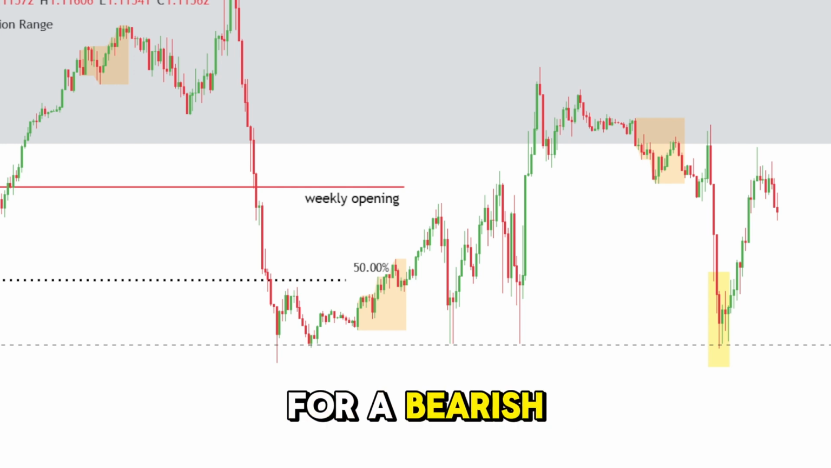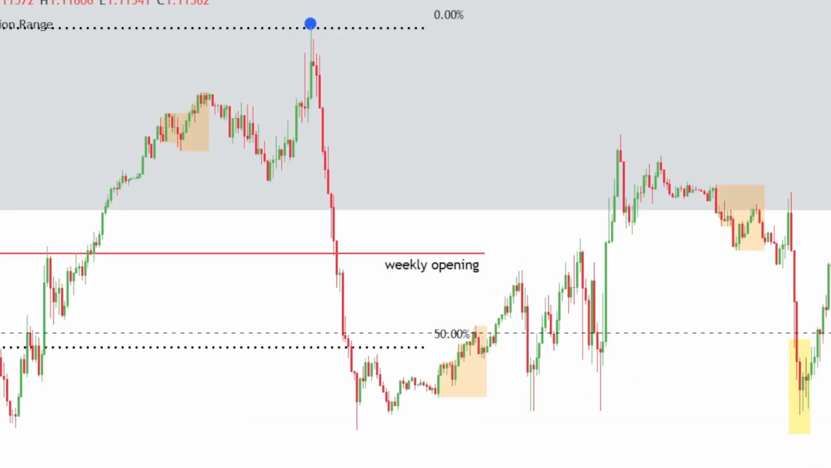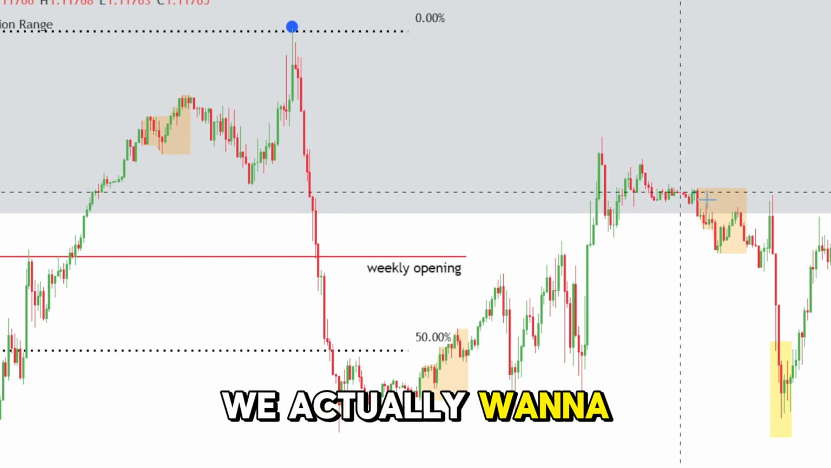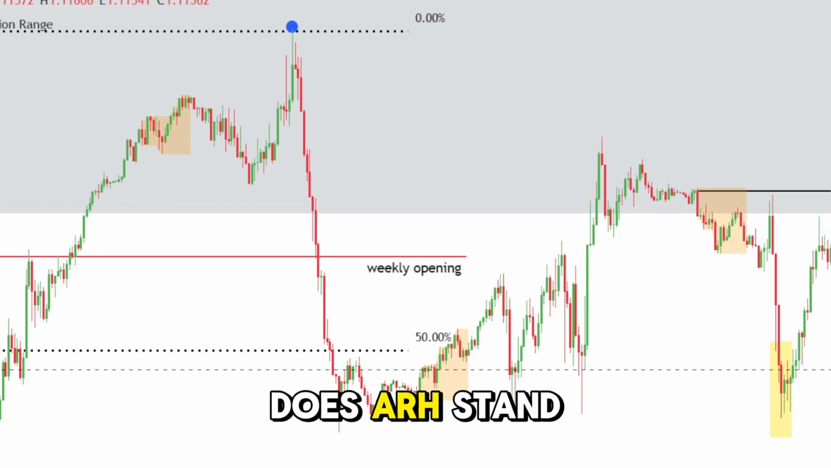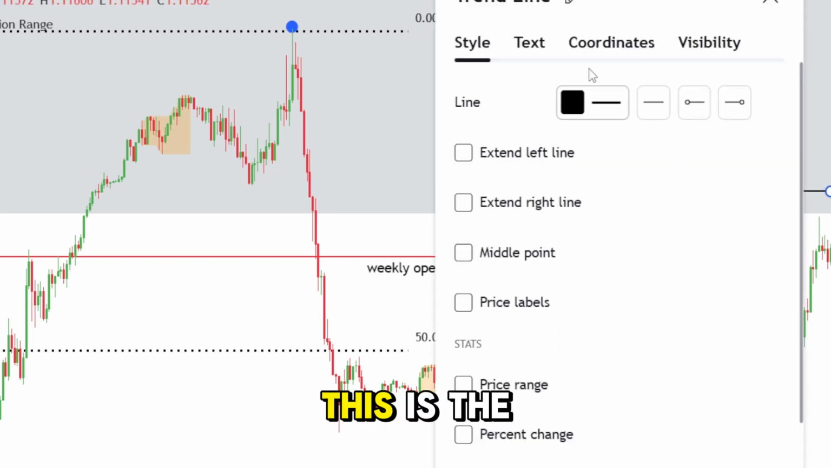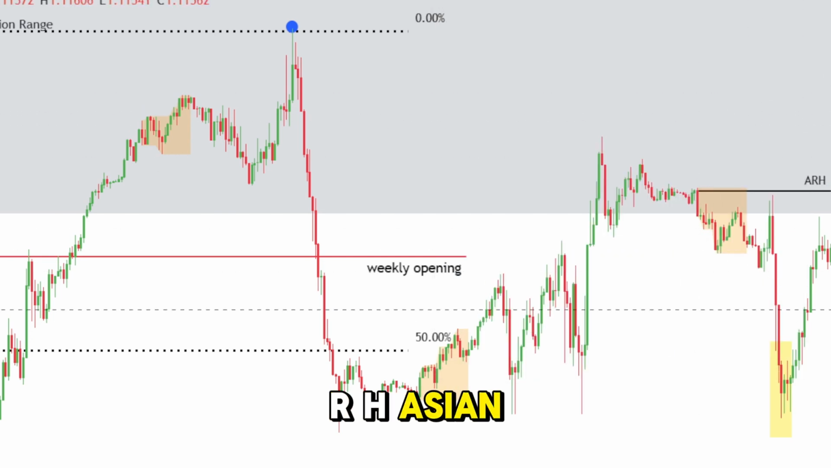So we're looking for a bearish power of three model. How do we do this? We're looking for a power of three and we're looking for a manipulation. When we take sells, we actually want to be taking sells above this Asian range. People often ask me, what does ARH stand for? What does ARL stand for? Asian range high, Asian range low. This is the Asian range high.